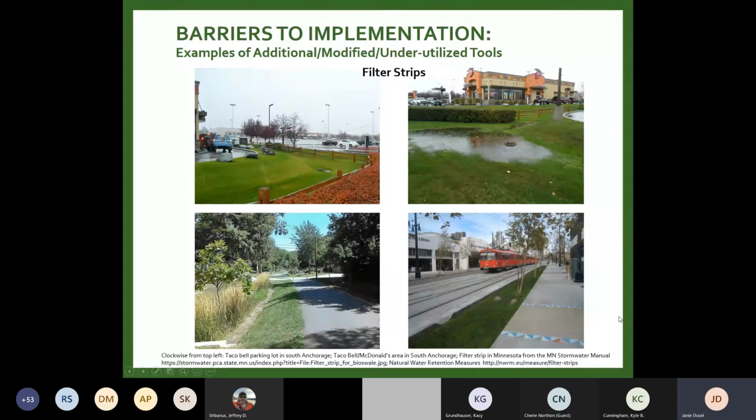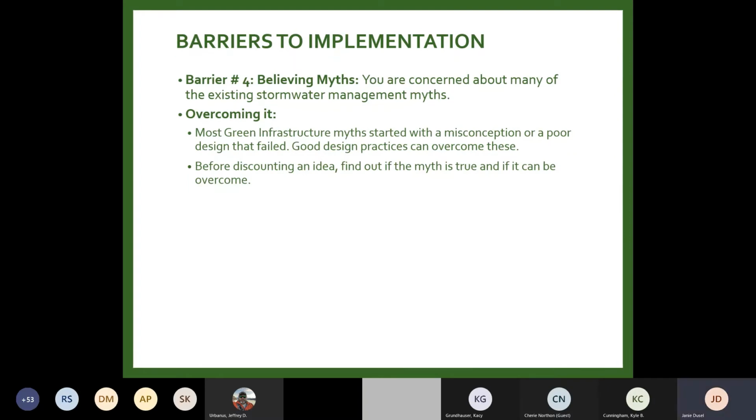Just a different application. But because filter strips are so flexible and relatively easy to design, I think they are a little bit underutilized and could be a great tool for certain applications. Okay, so that's the end of my tool list. There are so many more. If you're interested, please feel free to ask questions or reach out to me. We have lots of other tools, but those are the ones I wanted to show you today.